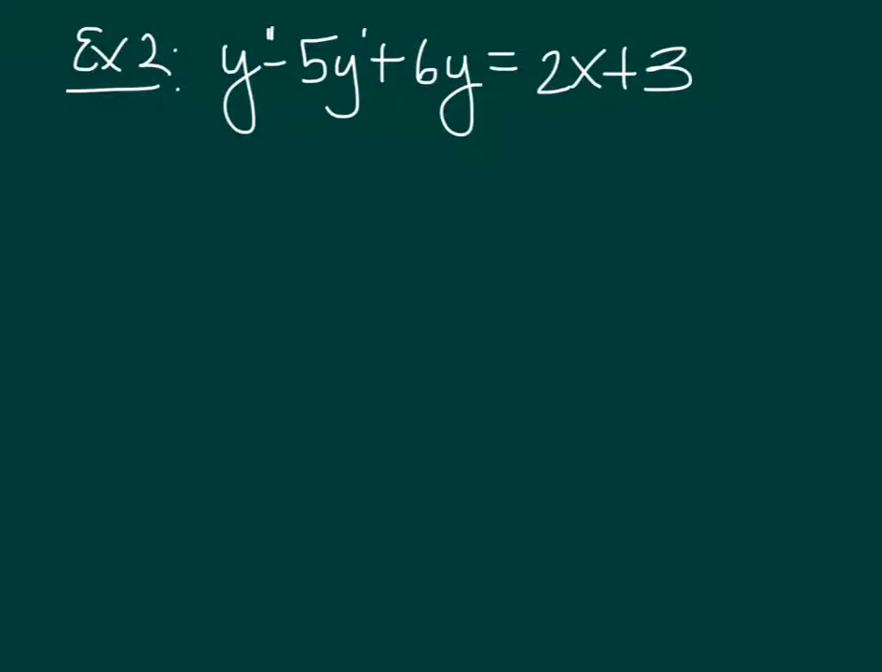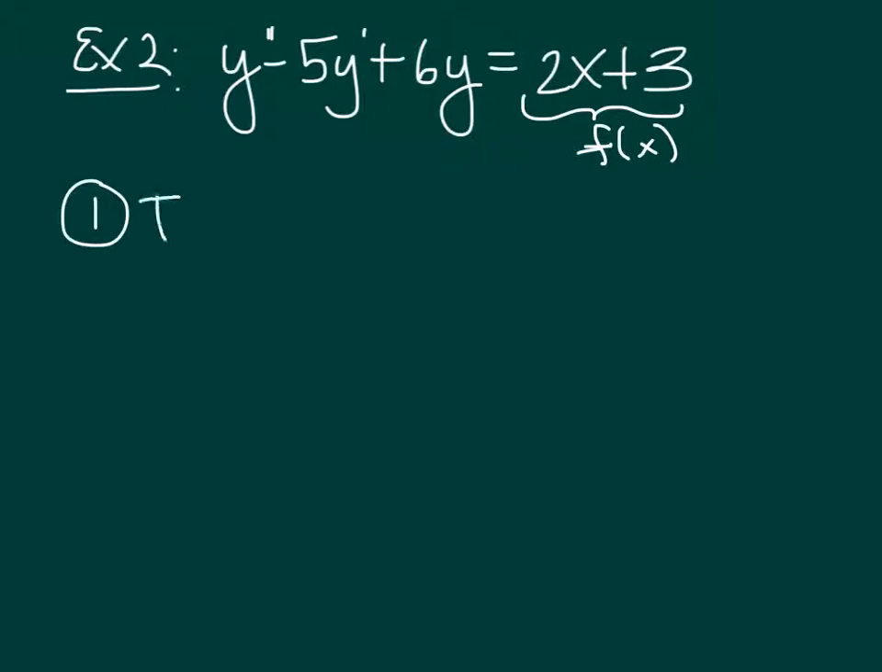Okay, let's try another example. So again, here is another non-homogeneous second order linear differential equation. And notice our f of x, our function of x here, is a linear function. I mean, the slope is 2, our y-intercept is 3. So let's, again, step 1.